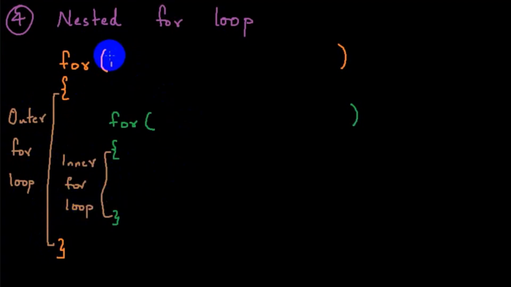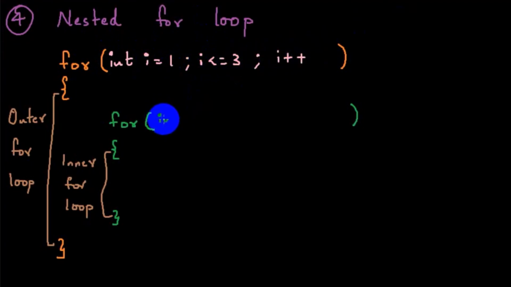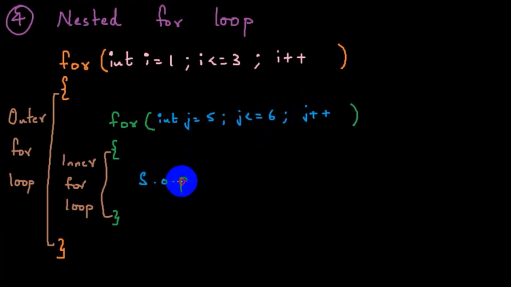Okay, now here I'll have a couple of loops. So I will have int i equals 1, i is less than or equal to 3, and i++. And here I will have int j equals 5, and j is less than or equal to 6, and j++. That's it. And what am I supposed to print? I will print i plus a space plus j value. Okay, this is all about my complete program.